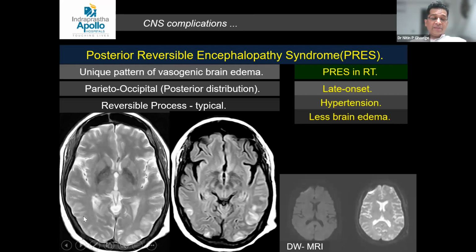Here we can see focal areas of abnormal signal intensity mainly in the peripheral parieto-occipital regions on both sides, and there is no abnormality on diffusion weighted images because this is a reversible ischemia. This is not complete ischemia, so it is completely reversible and has a good prognosis, and is because of the hemodynamic imbalance. In renal transplant, it is usually late onset with hypertension, and usually there is less brain edema. So this is a reversible process and is usually seen in CKD patients or in post-transplant settings: PRES, or posterior reversible encephalopathy syndrome.